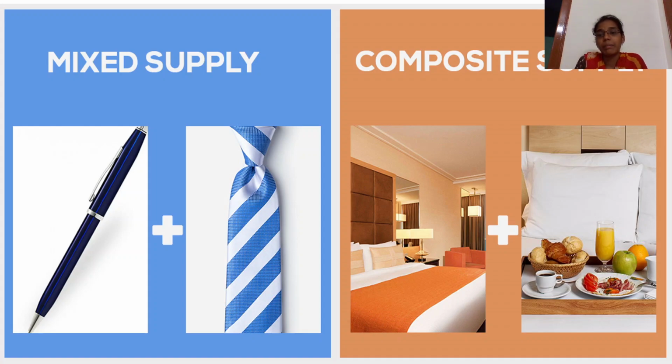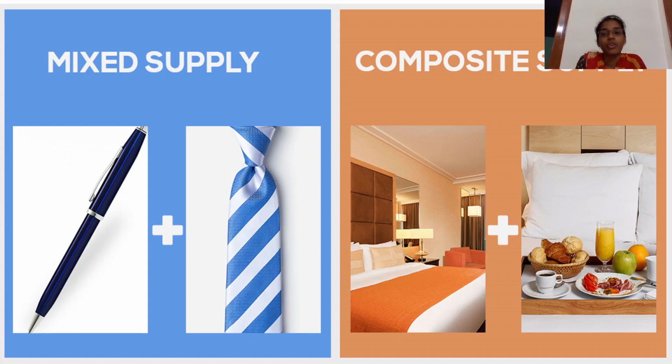Here we have an example of composite supply, where in the hotel accommodation that we book, they provide breakfast along with the hotel rooms. If the hotel room attracts only 5% GST and the breakfast, that is the food they provide in the morning, attracts 18% GST, the GST of the hotel accommodation would be applicable to the whole of the bundle, that is, 5% would be the GST applicable.